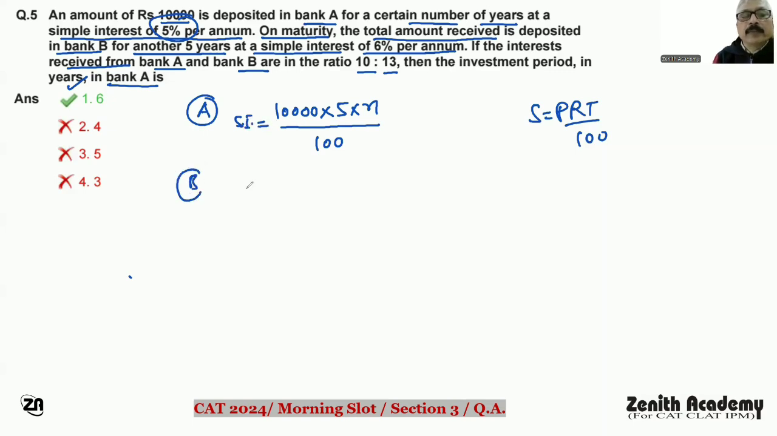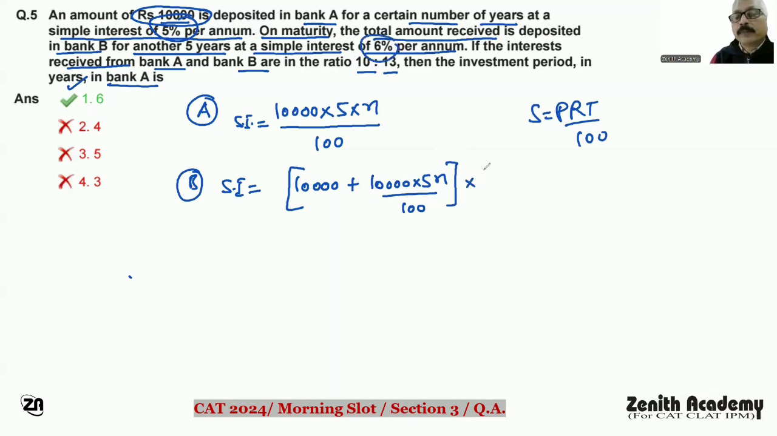Now from bank B, the simple interest will be: 10,000 rupees, this amount will be deposited in bank B, plus this interest. This is the principal, and R is 6%, and T is for 5 years. So this is the simple interest from bank B and this is the simple interest from bank A.